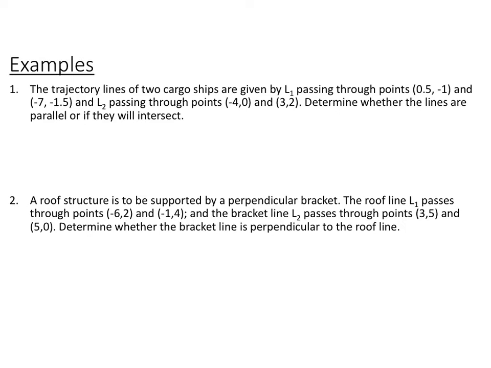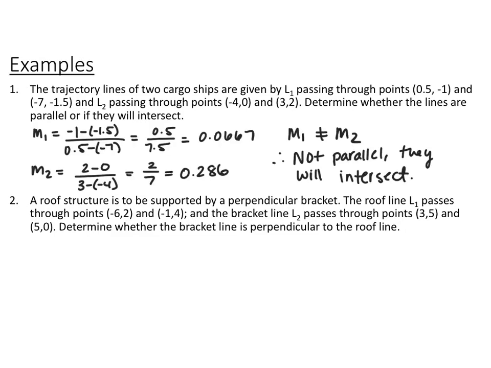So go ahead and pause the video and determine whether in the first example they're parallel and in the second example they're perpendicular. So for the first one, I found the slope of each line. For the first line, I have -1 minus -1.5 over 0.5 minus -7, and you end up with a slope of 0.0667. The second one, I did 2 minus 0 over 3 minus -4, and ended up with 2 over 7, which is 0.286.